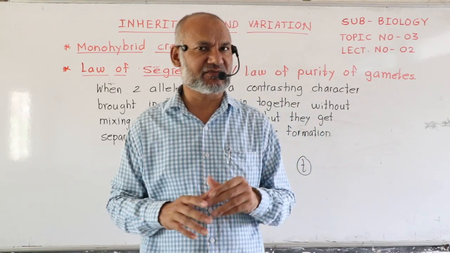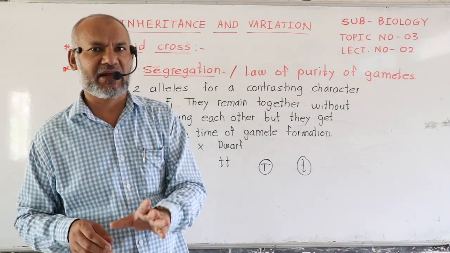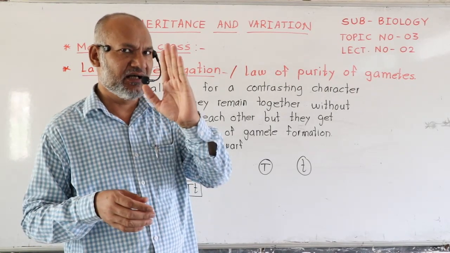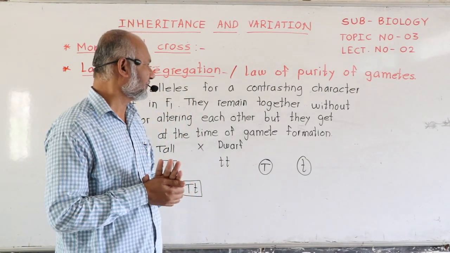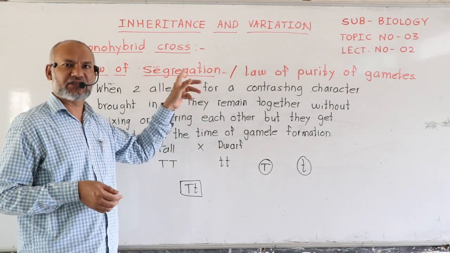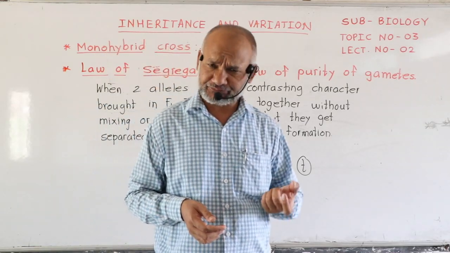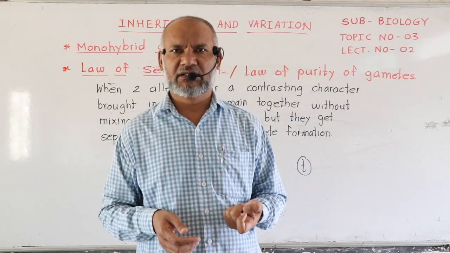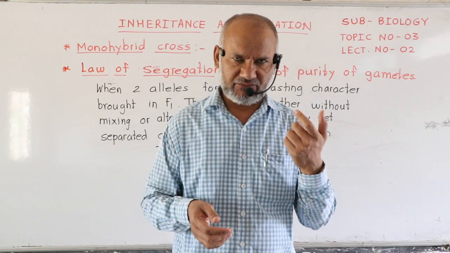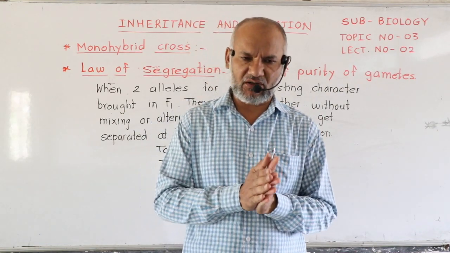Today we have studied the monohybrid cross, the phenotypic ratio and genotypic ratio of the monohybrid cross, and the law of dominance and law of segregation. In the next lecture, we will study the dihybrid cross and the one law derived from the dihybrid cross.